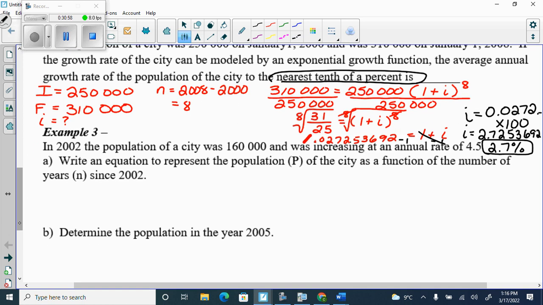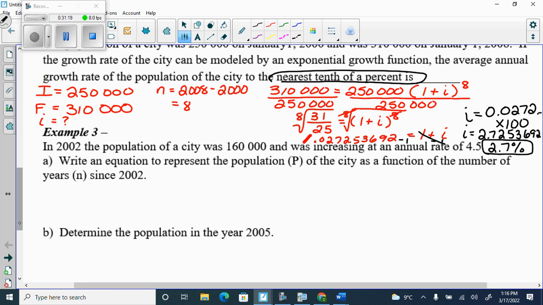Okay, example 3. In 2002, the population of a city was 160,000 and was increasing at a rate of 4.5. It should have a percent symbol. I don't know how I got that. Didn't put it there. Write an equation to represent the population P of the city as a function of the number of years N since 2002.